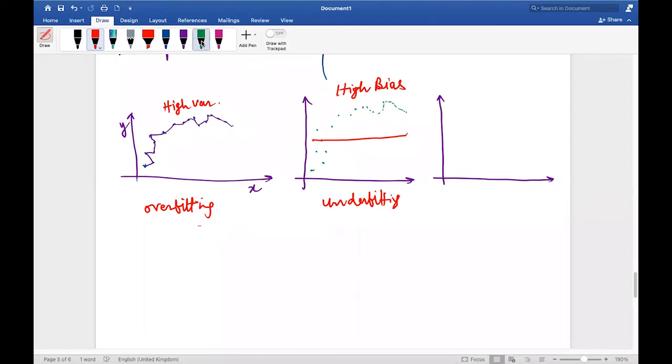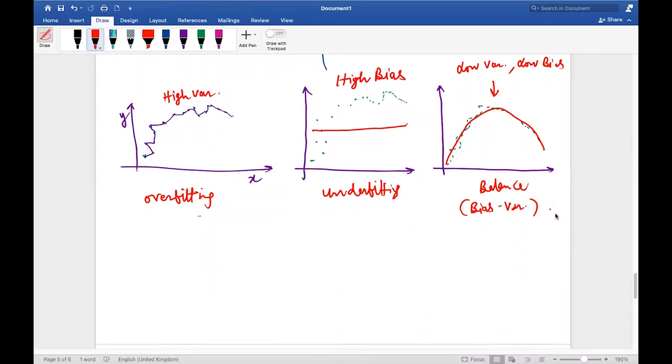So what is the best way? What is the ideal scenario? If this is the data set, for example, and if my model looks like this, then both are low, right? Low variance and low bias. This is a balance, or you can say a good bias variance trade-off. Correct? Understood?